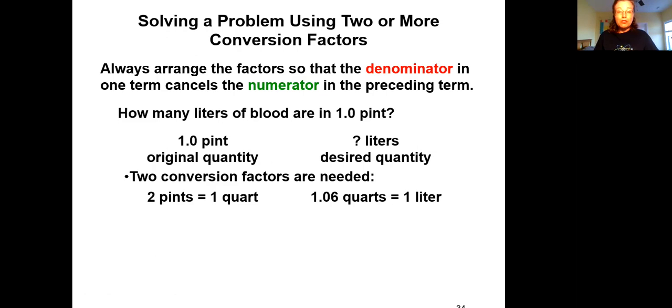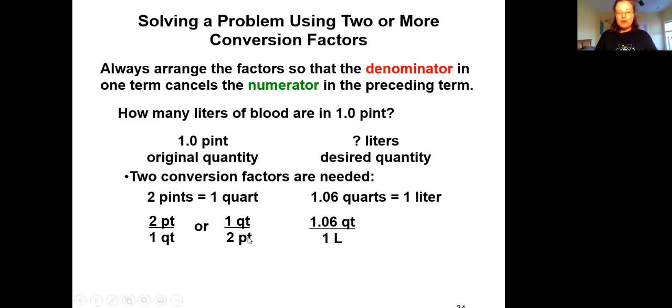If I use proportions, I'm going to have to do 2 separate proportions. If I use the factor label method, I can do it all in 1 step. But again, there'll still be an extra 2 fractions involved. The 2 pints equal to 1 quart can be written in 2 different ways, with pints on top and quart on the bottom, or quarts on top, and pints on the bottom. This guy the same way.